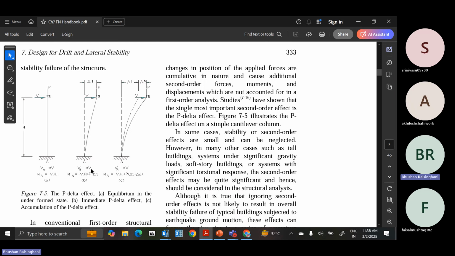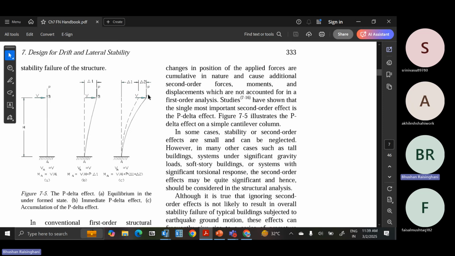Base shear will remain the same, V equal to V. However, moment A will be equal to V into H plus P into delta 1. So P into delta 1 moment is added. Now this is due to the movement of the position of the top of the column. So this is due to lateral load.